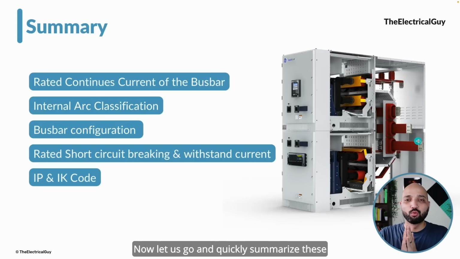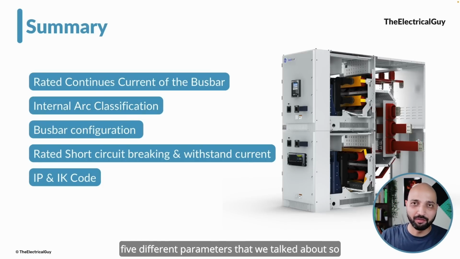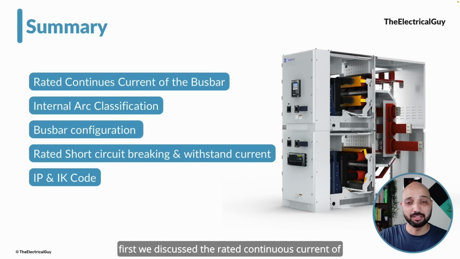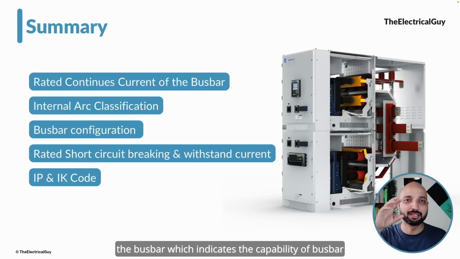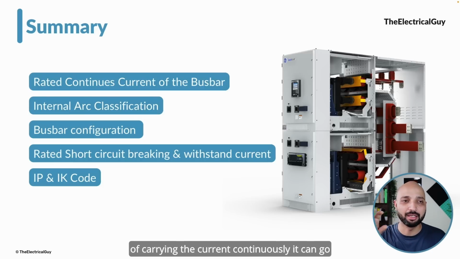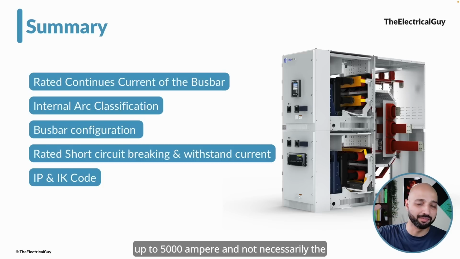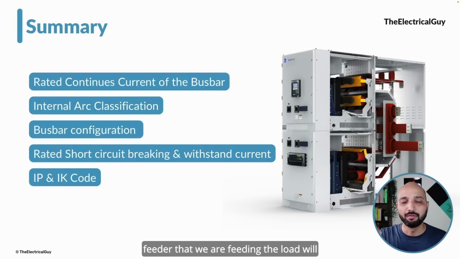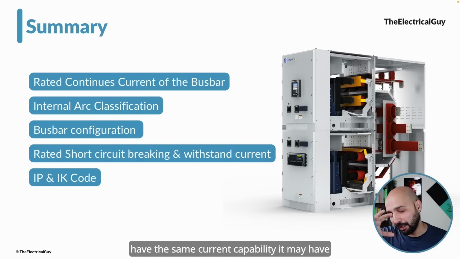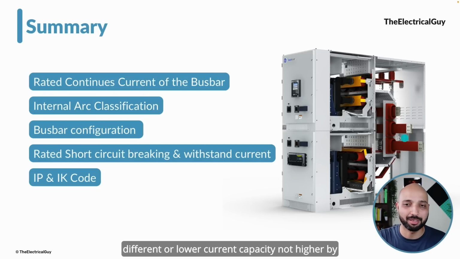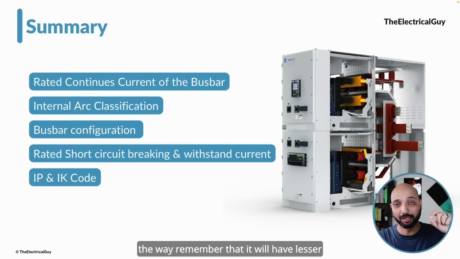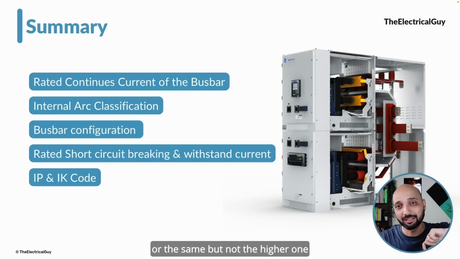Now let us quickly summarize the 5 different parameters we talked about. First, we discussed the rated continuous current of the busbar, which indicates the capability of the busbar to carry current continuously. It can go up to 5000 ampere, and the feeders feeding the loads will not necessarily have the same current capability. They may have lower or the same current capacity, but not higher.